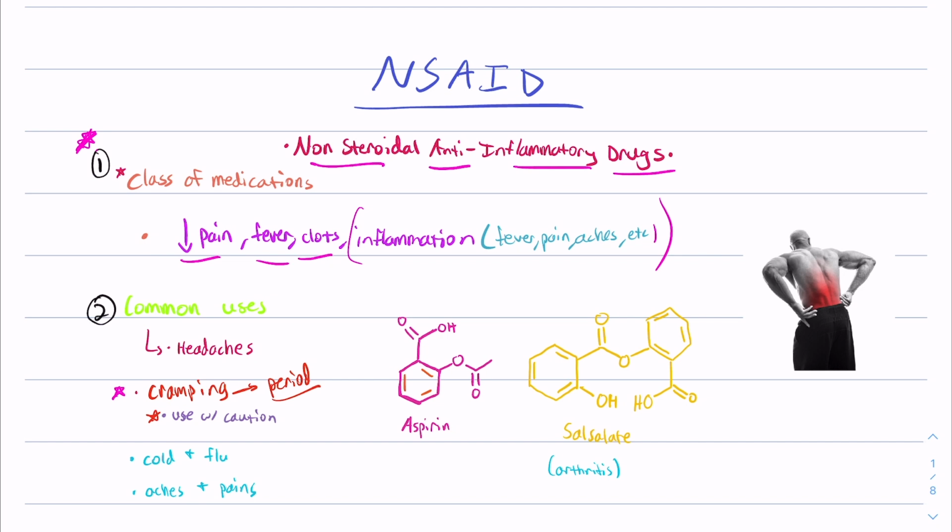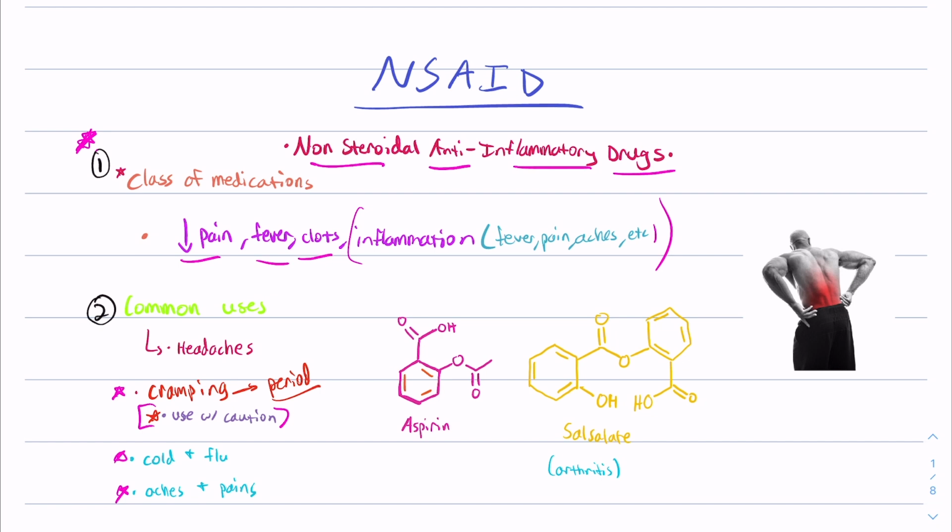The common uses for NSAIDs are headaches, cramping, specifically from periods, and I am going to provide a little slide on that because I think it's interesting how NSAIDs reduce the pain. And I have a little thing here, use with caution. I'll kind of give you guys some info on why that is. And they're also used for cold, flu, aches, and pains, like I said before.